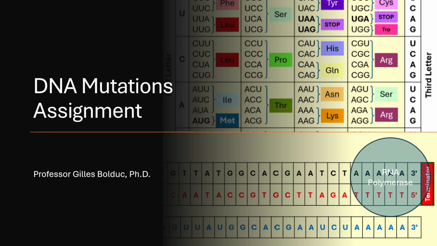Welcome to this video assignment on DNA mutations. In the assignment, you'll determine whether or not a particular DNA mutation will have an effect on the resulting amino acid sequence of an encoded protein. And if it does, what extent does this effect have?